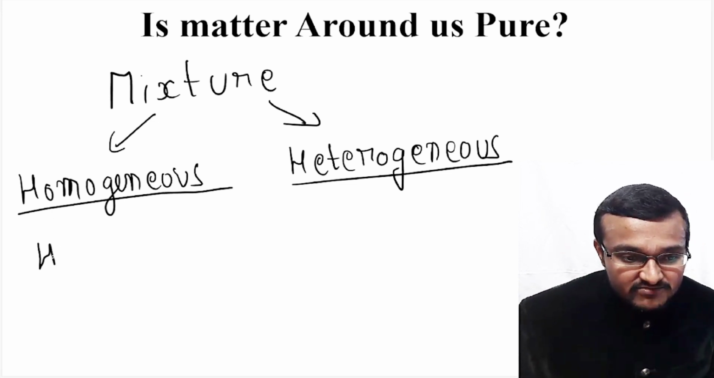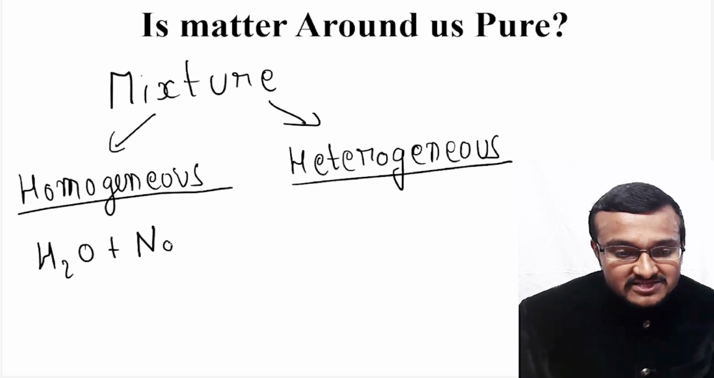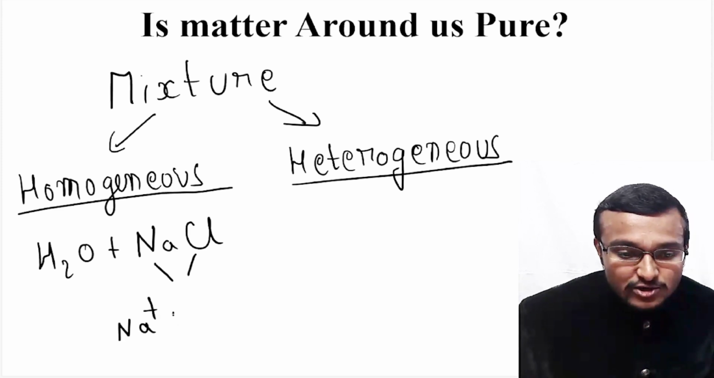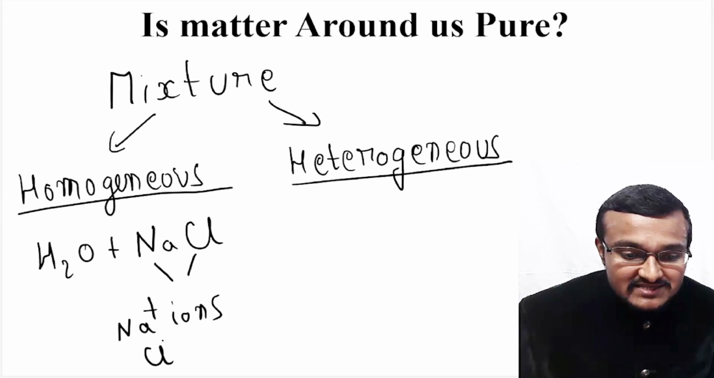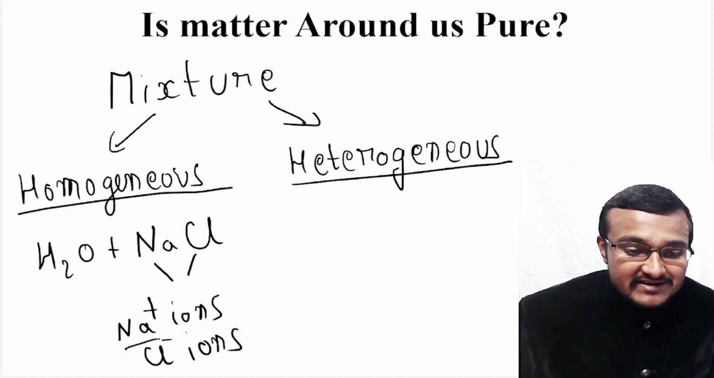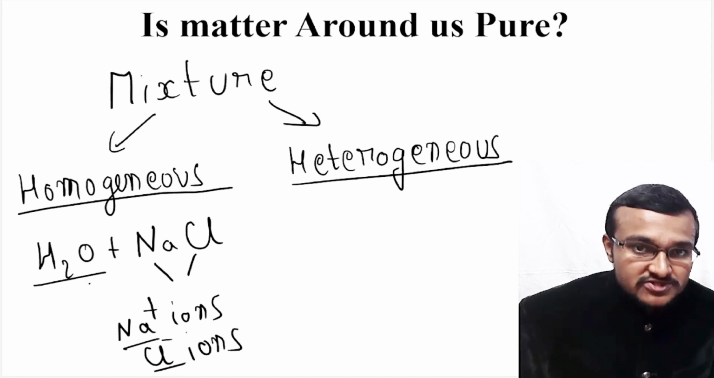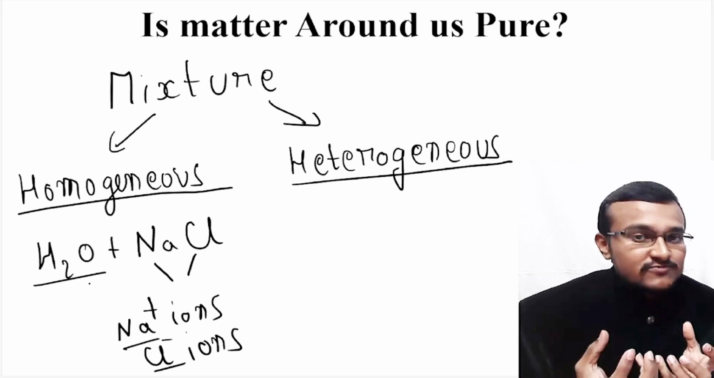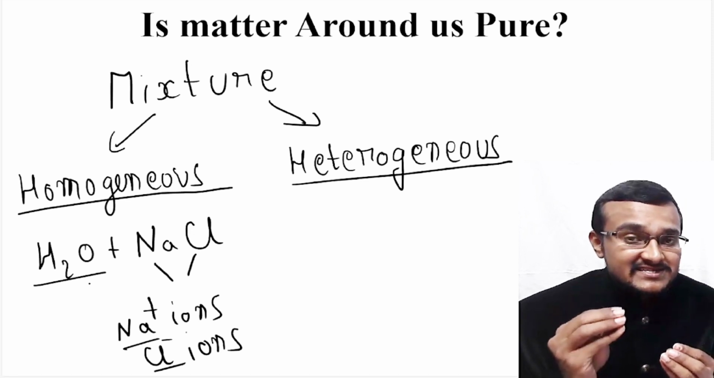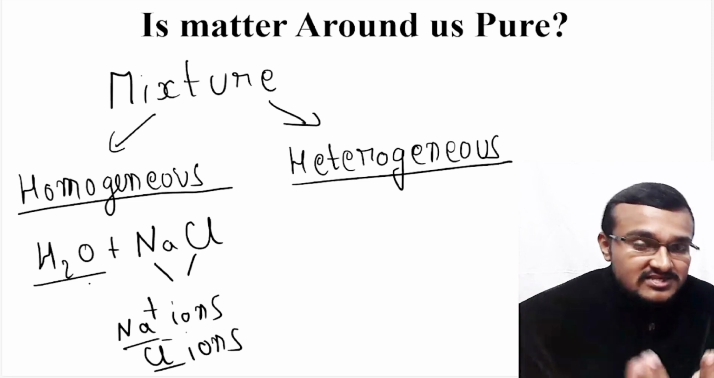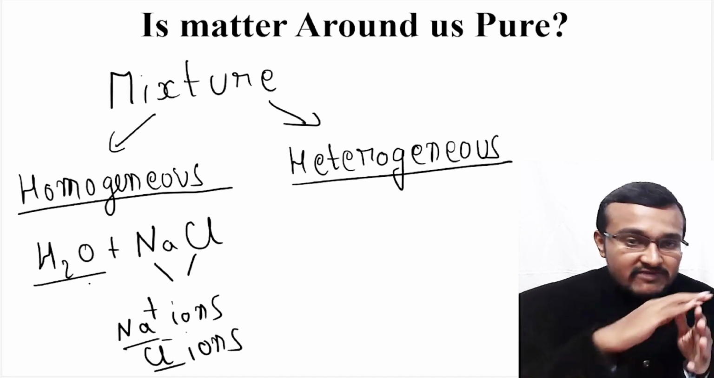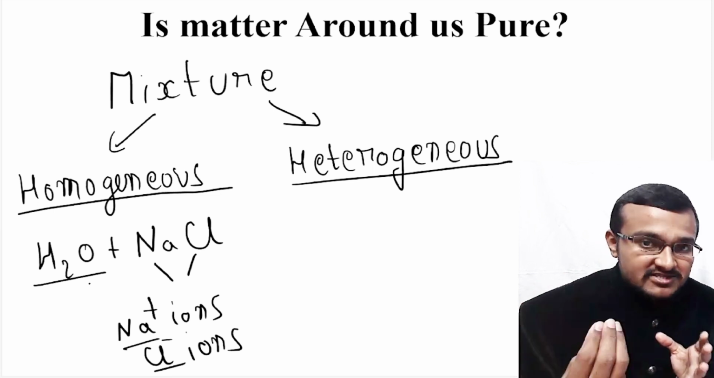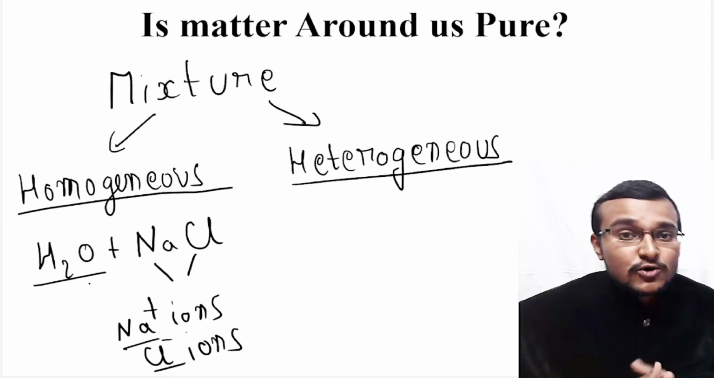For example, if you are mixing NaCl in H2O, at this particular time, this NaCl will be split into Na+ ions and Cl- ions, and these ions are trapped in between H2O molecules. That means this NaCl crystal is dissolved in the water, and this NaCl will be there throughout the solution. That means throughout the water, wherever the water boundaries are there, NaCl will be mixed. So this kind of mixture is known as homogeneous mixture.